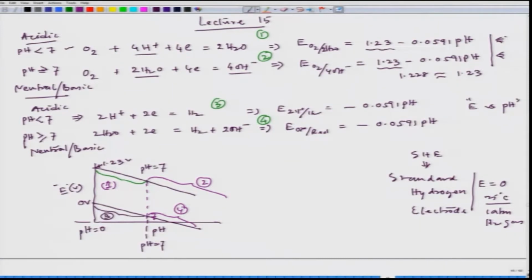So, this is the plot, and in fact, in between we have H2O, above that we have O2 and below that we have H2 generation. So, we will talk about this again when we talk about stability lines of water. These are basically two stability lines and in between water is stable.